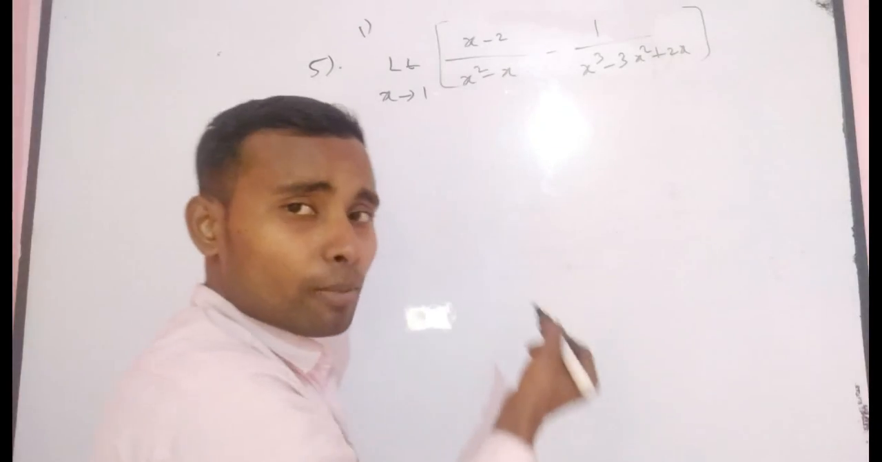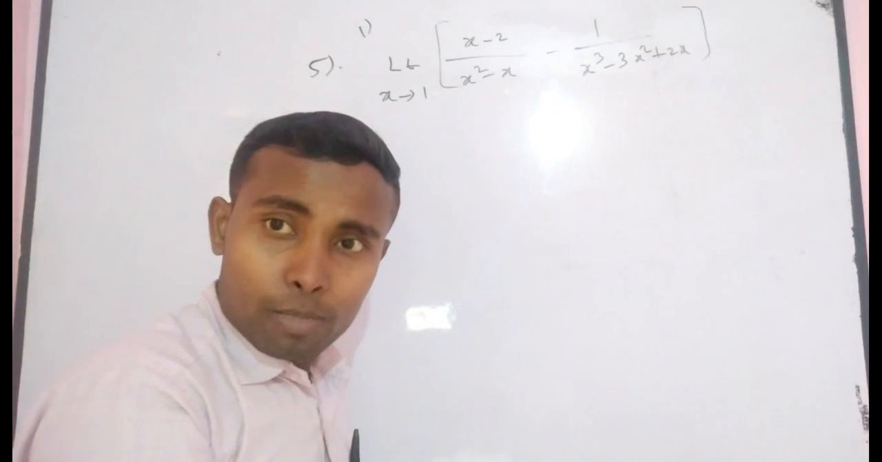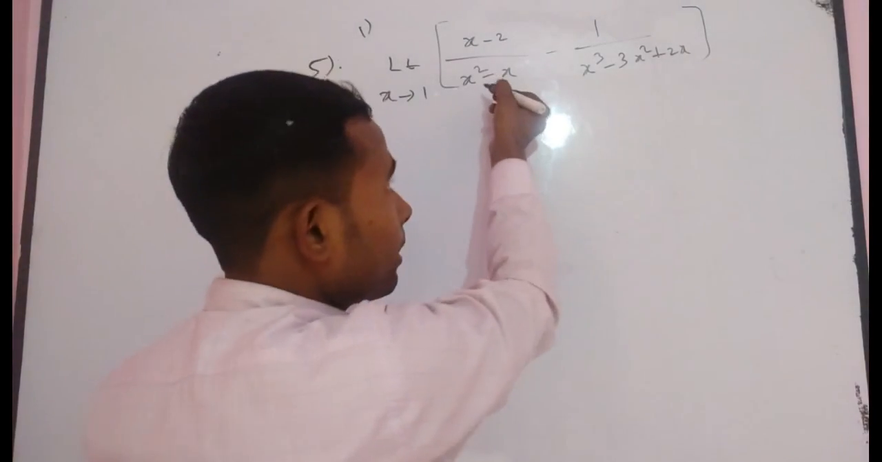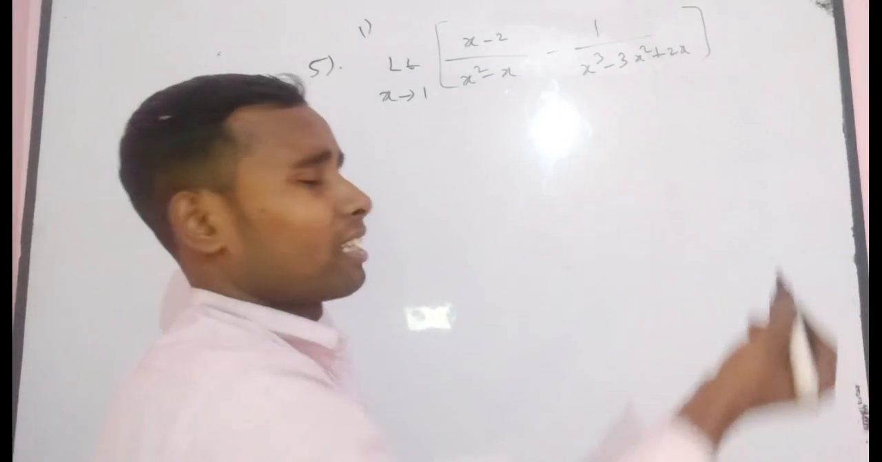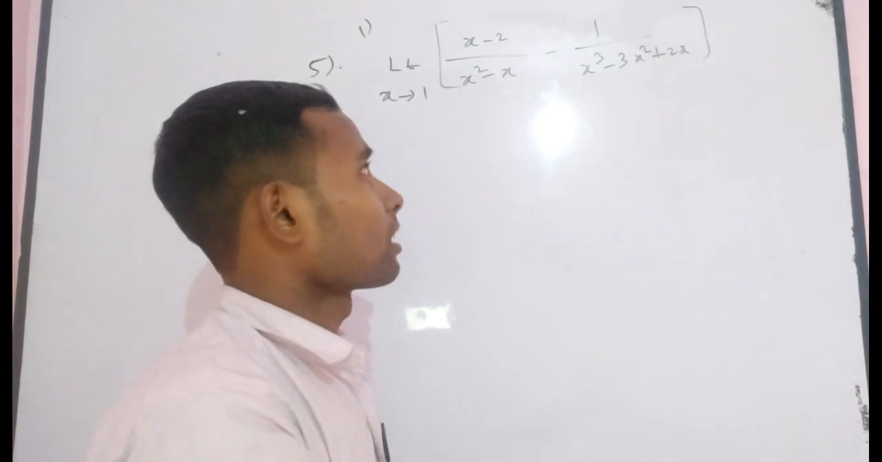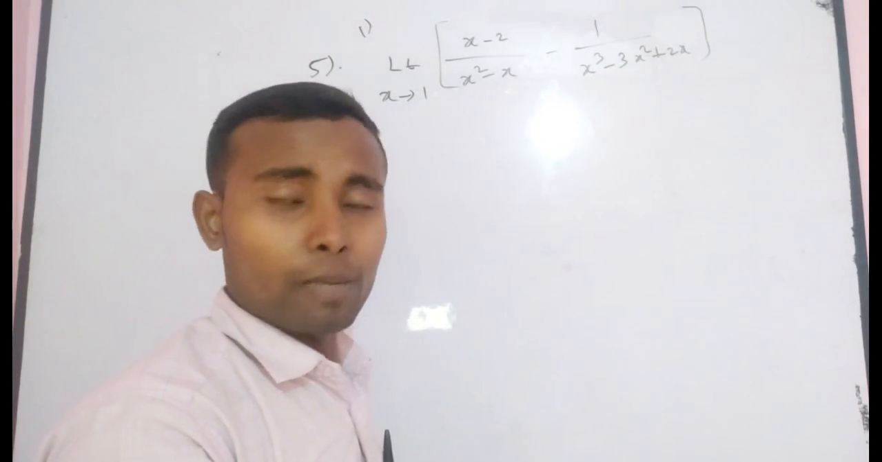If you simply put x equal to 1, what do you get? It is infinity, because 1 minus 2 minus 1 divided by 0. In this case it will be minus infinity and infinity, which does not belong to any real number. You don't know about infinity, so you have to definitely simplify the given expression.